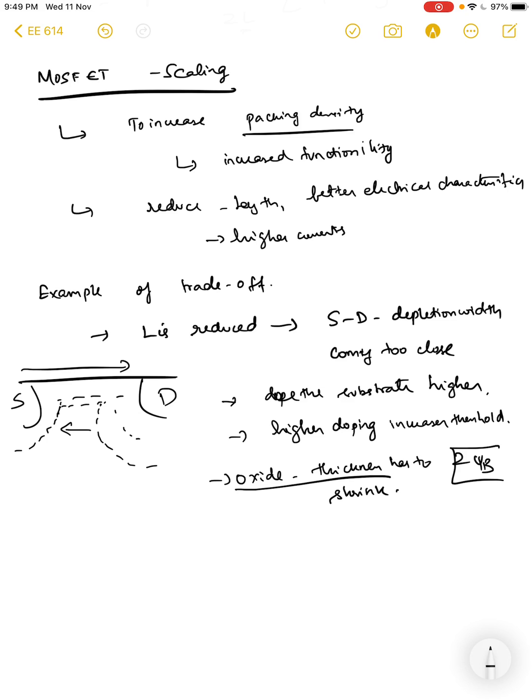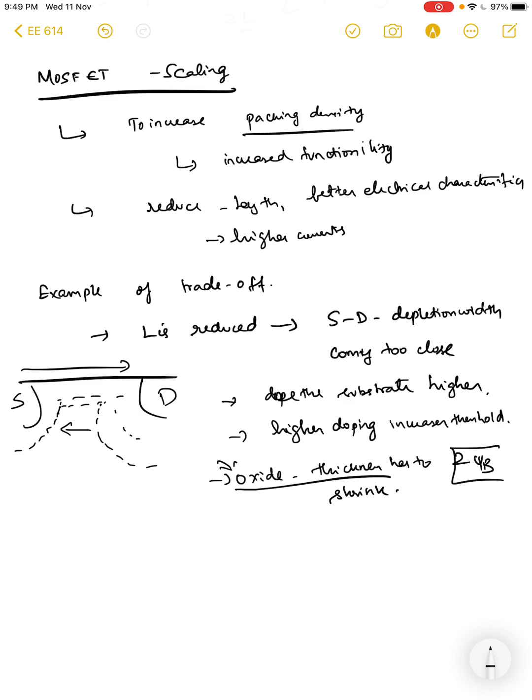But the problem lies here. You cannot reduce the thickness of the oxide much further. We will see it soon enough, that if it goes below a particular thickness, then you start having tunneling between the channel and the gate and all sorts of funny business due to defects in the oxide and such.